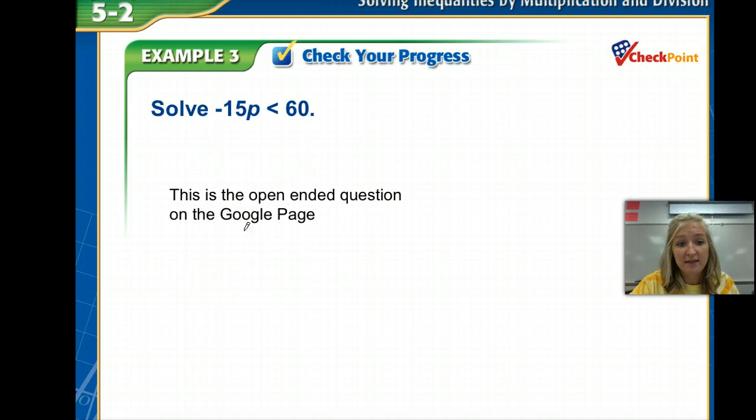All right, this is the open-ended question on the Google form. 5.2, pretty basic. We're just doing basic problems with solving multiplication and division inequalities. This is the open-ended question on the Google page. So go ahead and submit your answers when you're done, and we will move on to 5.3 next.